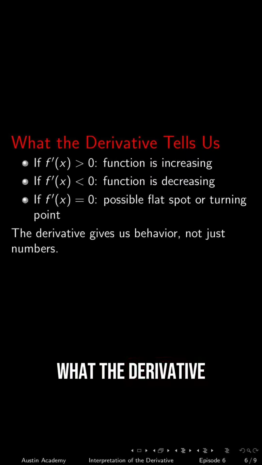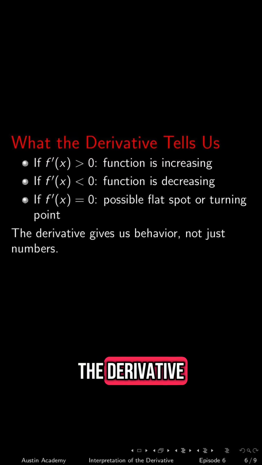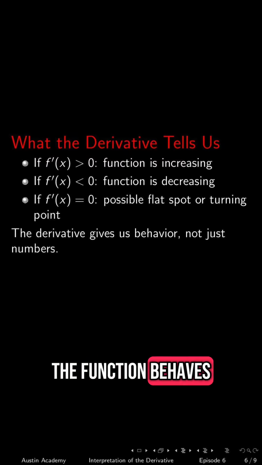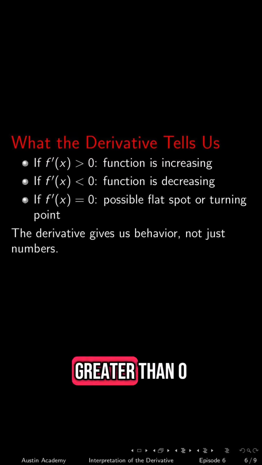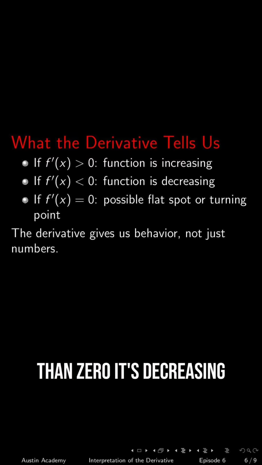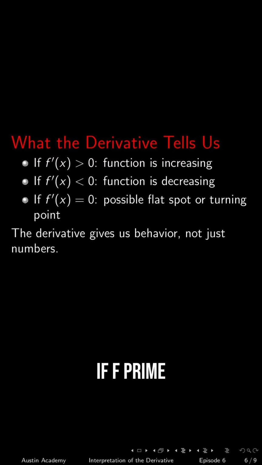What the derivative tells us. The sign of the derivative tells us how the function behaves. If f'(x) > 0, the function is increasing. If it's less than 0, it's decreasing. If f'(x) = 0, the function might be flat or at a turning point.